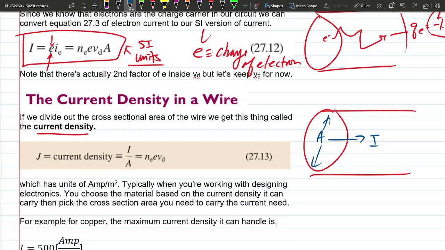In fact, if we just take this equation up here and divide both sides by the area, we divide out the area on the right-hand side, okay? So the current density is just the electron density of that particular metal, times the charge of an electron, times the drift velocity of those electrons. Okay?